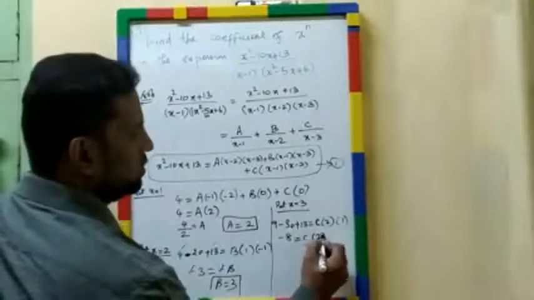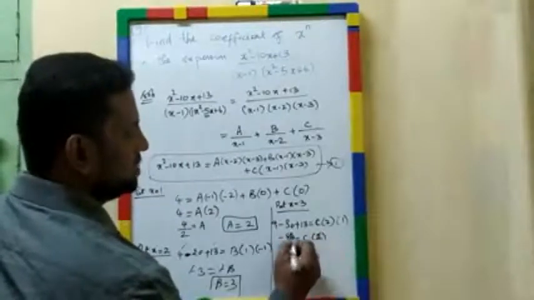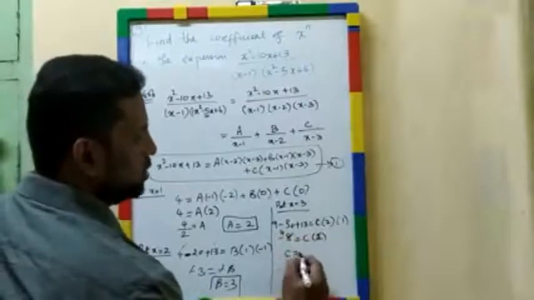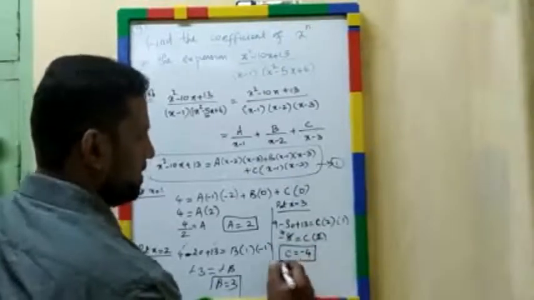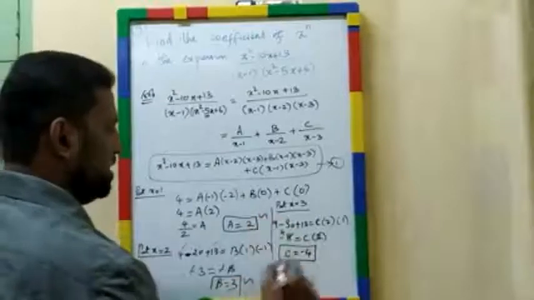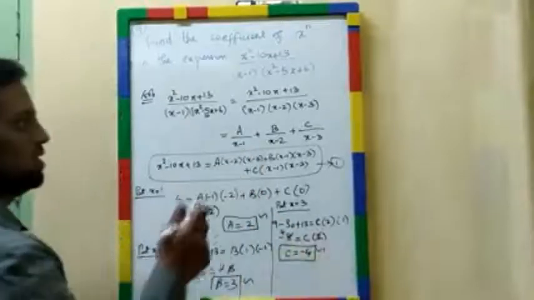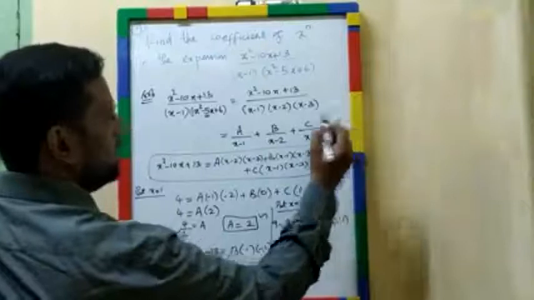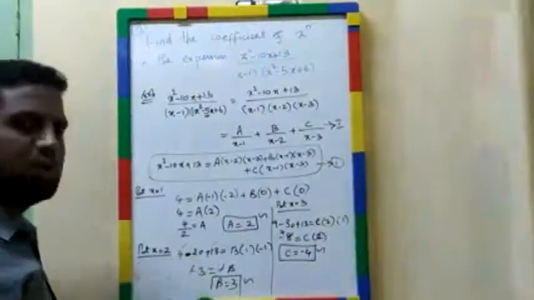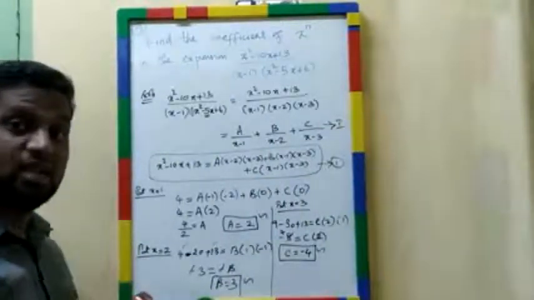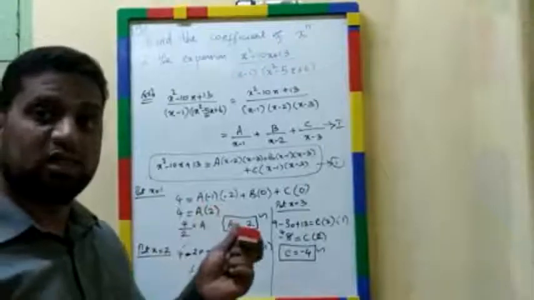C into 2. You cancel these two terms. 4 2s are 8. C equal to minus 4. So you got it, the value of A, B and C. So now you substitute all these three values in this Roman letter 1. Okay. You will get the required partial fraction. This is the method already which we have solved in the chapter 1.